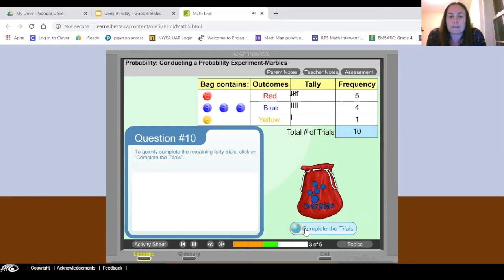To quickly complete the remaining 40 trials, click on Complete the Trials. All right, so this is some math magic. We ready? All right, the experiment is complete.